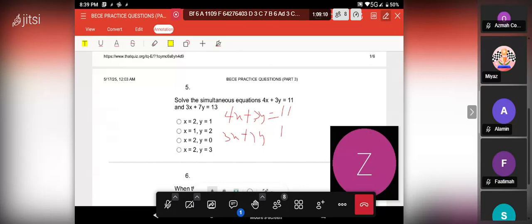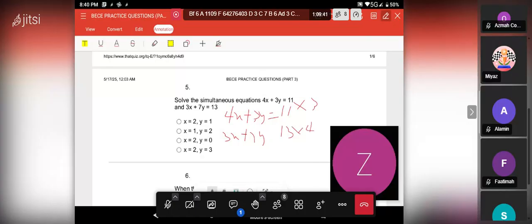Now, for us to make use of the elimination method, the coefficients of the variable we want to eliminate must be the same. Do you agree? Yes. So, the variable that you want to eliminate, make it the same. Eliminate x. That shows that you are going to multiply the whole of equation 1 by 3. We multiply the whole of equation 2 by 4.